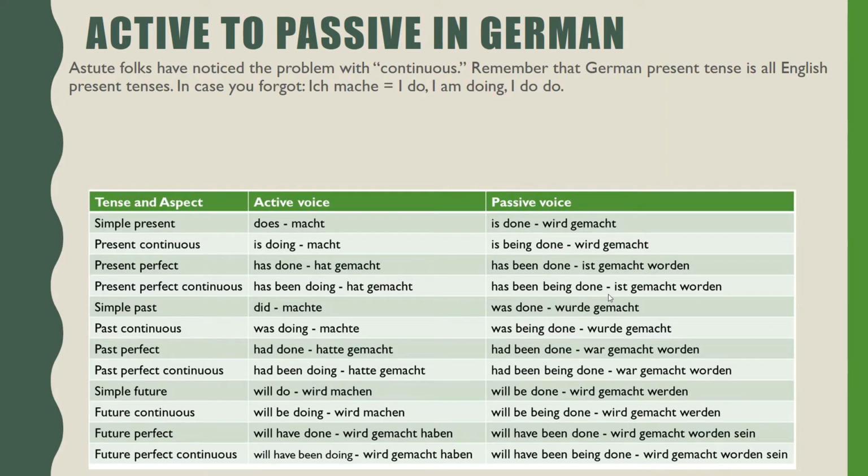Astute folks have noticed the problem with continuous. Remember that German present tense is all English present tenses. In case you forgot, ich mache is I do, I am doing, and I do do. Think, you don't say that. I do homework. I am doing homework. I do homework a lot.